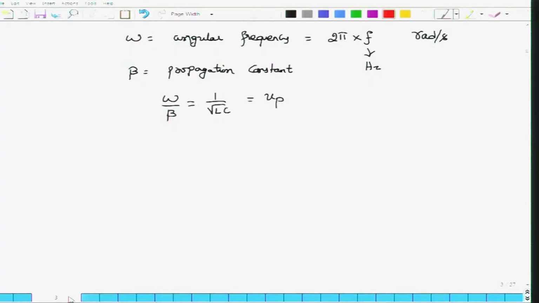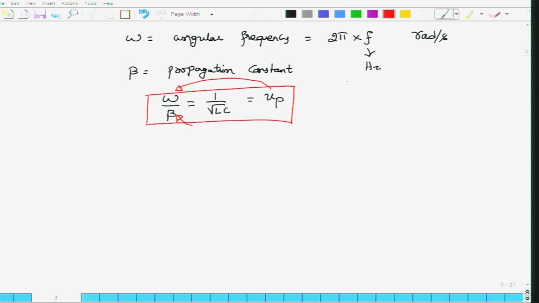So, this is the meaning of what we call the phase velocity, and it is the ratio of omega to beta that determines the phase velocity. In this particular case it so happens that this ratio omega by beta is given by 1 by square root LC. So, this is something that you should remember.